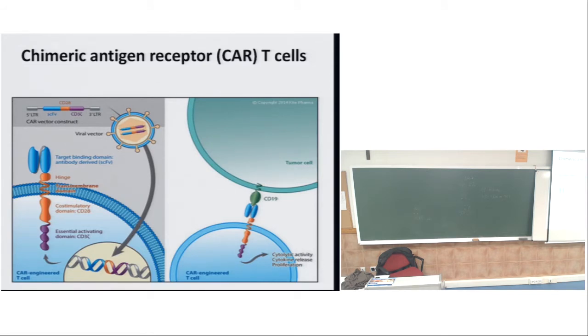Once this cell, outside the body of the patient, has been treated, it will be injected again into the patient, and these cells will destroy the tumor cell. Why? Because it has the variable region of a monoclonal antibody. It's a very good product, let's say.